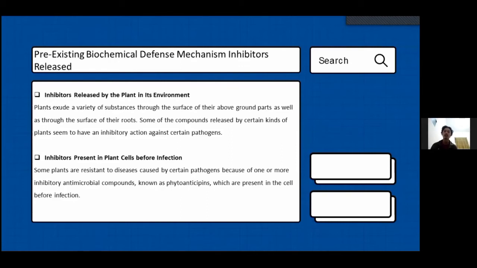Plants exude a variety of substances through the surface of their above-ground parts as well as through the surface of their roots. Some of the compounds released by certain kinds of plants seem to have inhibitory action against certain pathogens. Inhibitors present in the plant cell before infection: some plants are resistant to disease caused by certain pathogens because of one or more inhibitory antimicrobial compounds, known as phytoanticipins, which are present in the cell before the infection.